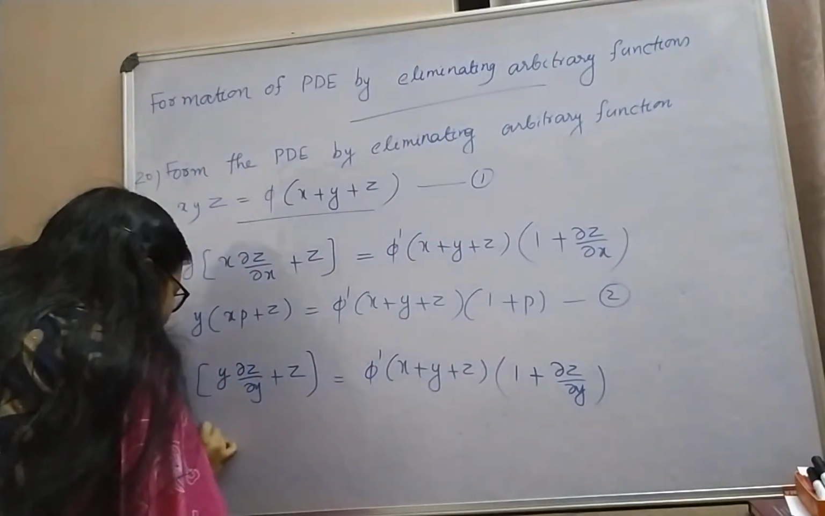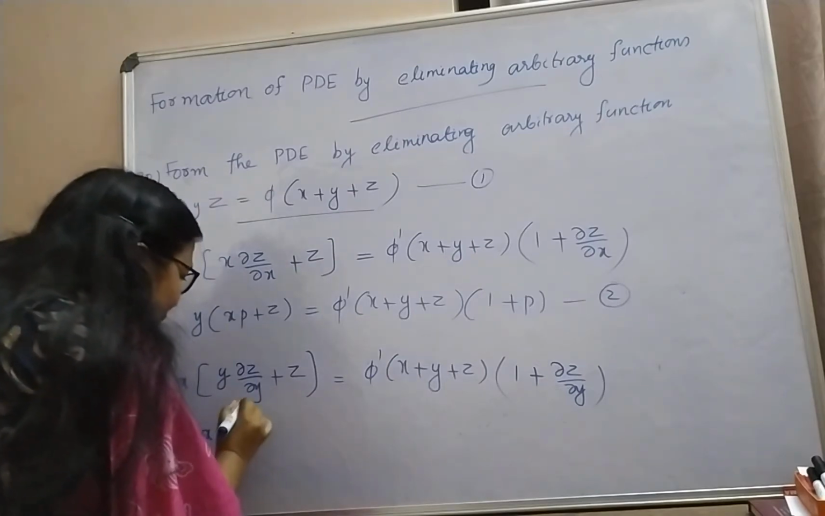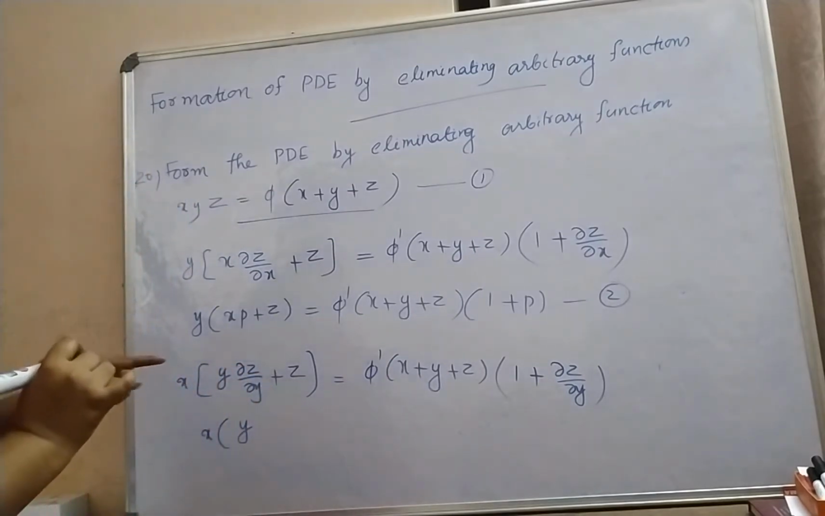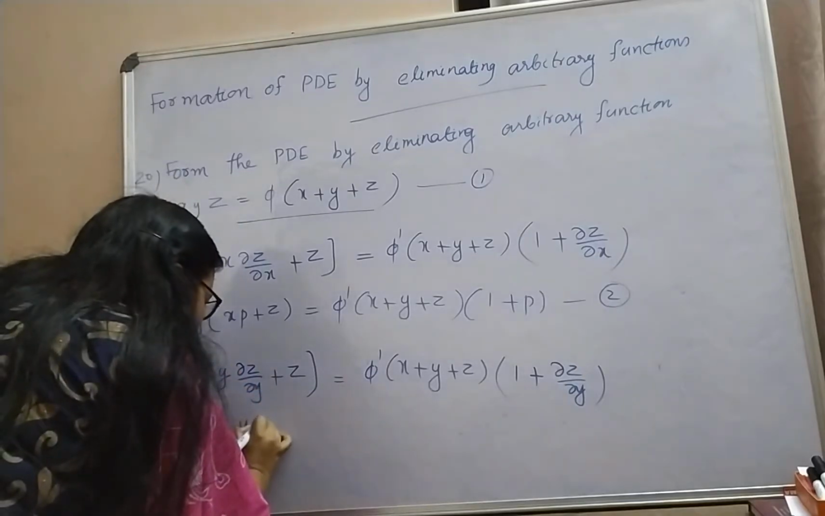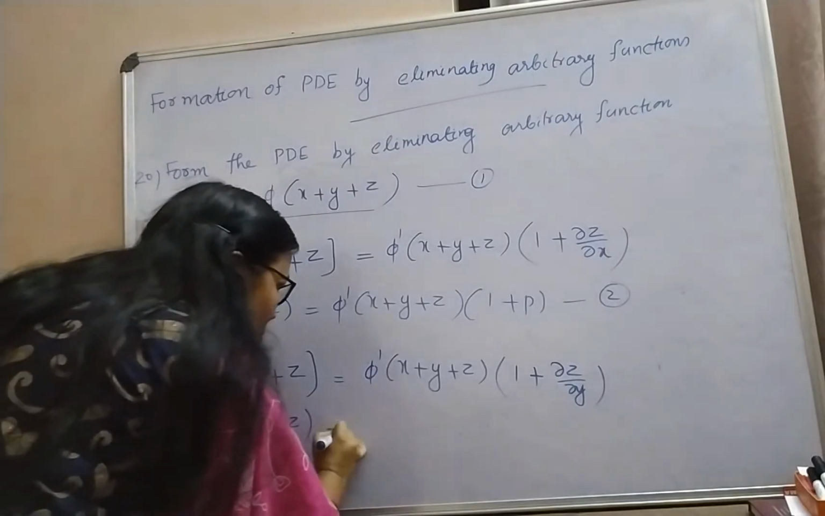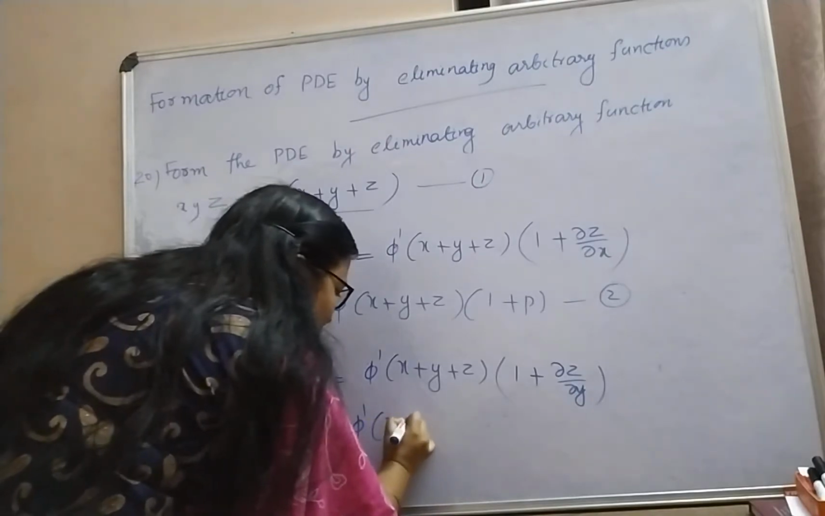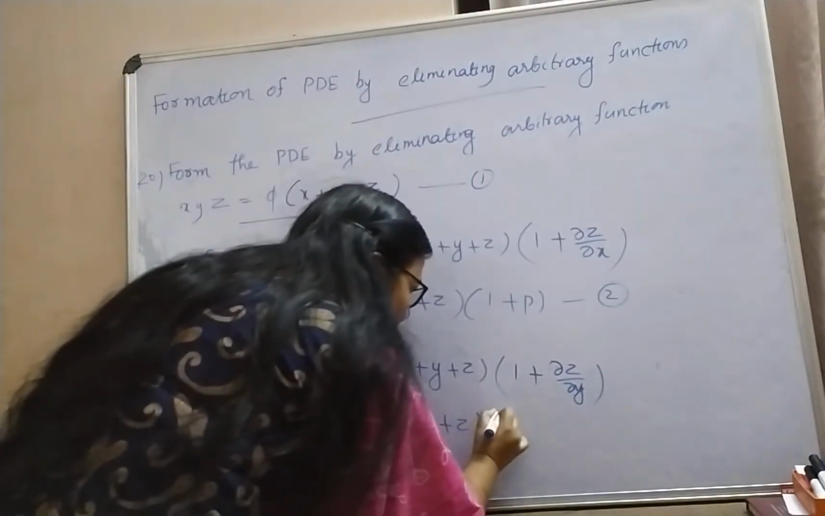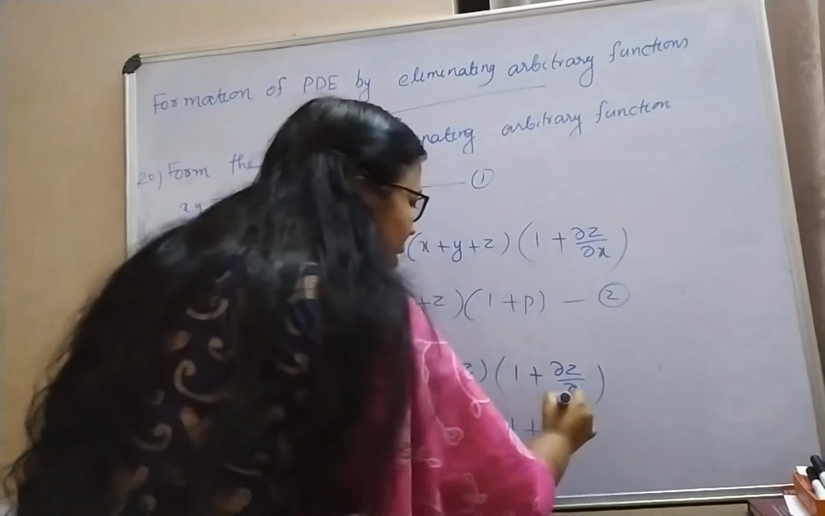That is x into yq plus z, where dou z by dou y is q, equal to phi dash of x plus y plus z into 1 plus q. Put it as equation number 3.